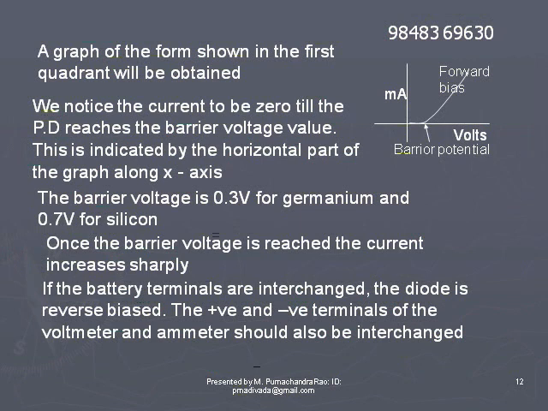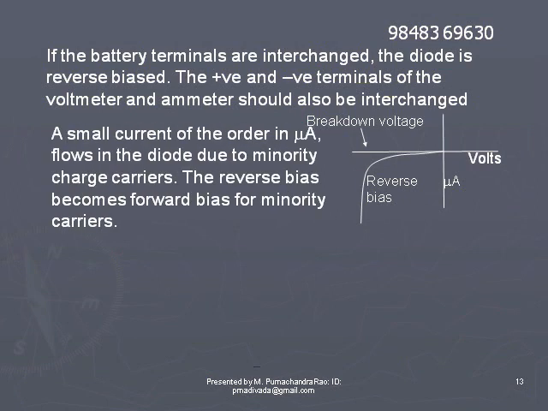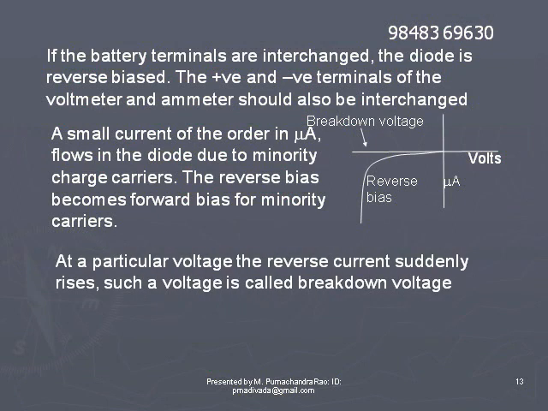Now let us interchange the terminals across the diode, and then the positive and negative terminals of the voltmeter are also interchanged, and the ammeter will be replaced with a microampere ammeter. Initially it was a milliampere measuring ammeter, and it will be replaced with a microampere reading ammeter, and the terminals are also interchanged. Then we notice initially a small current flowing in microamperes. Let us see the curve.